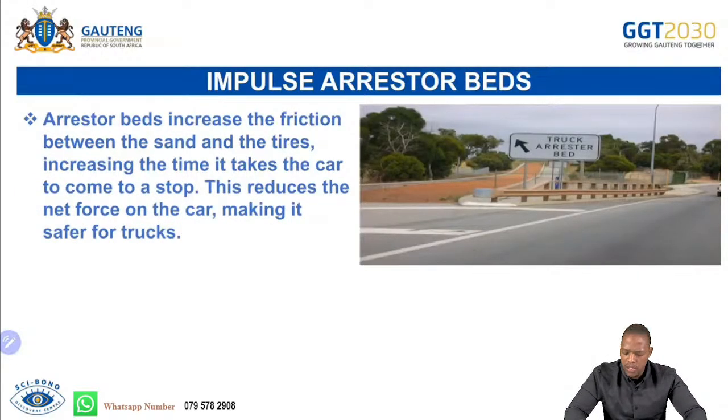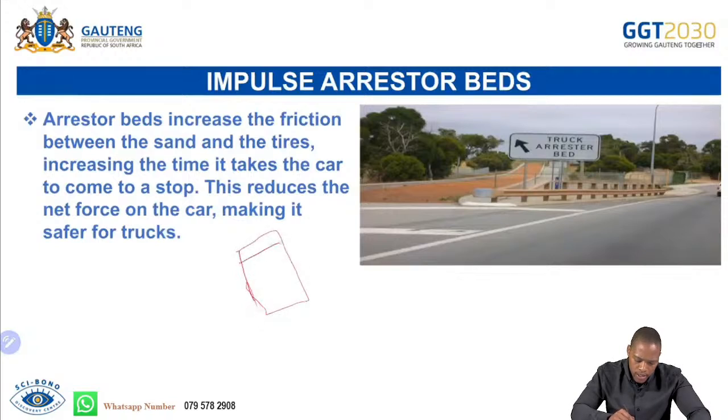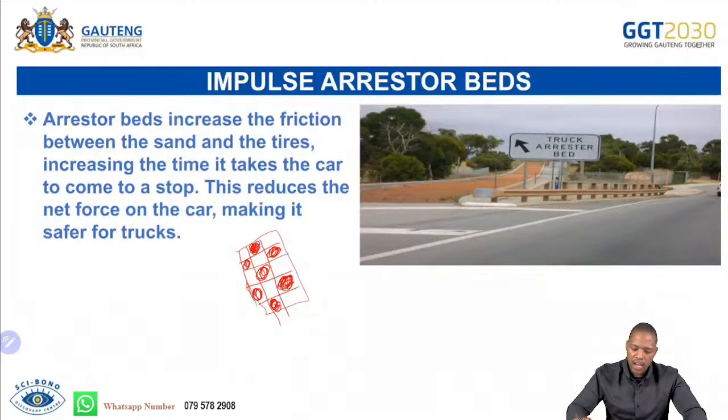Well, on roads, there is something called an arrestor bed. Now this one is not a safety feature on the car. For people who have traveled long distances, on highways or national roads, you will see a sign on the roads that has red, white, red, white. This sign symbolizes an arrestor bed.